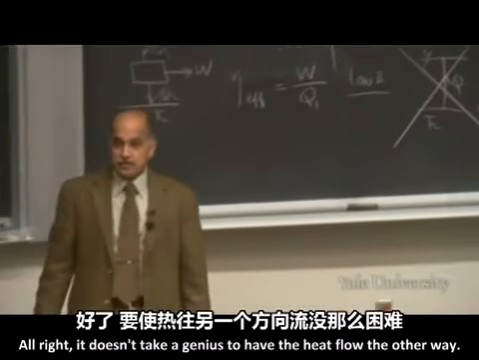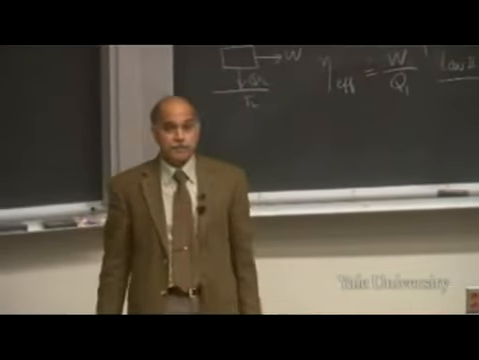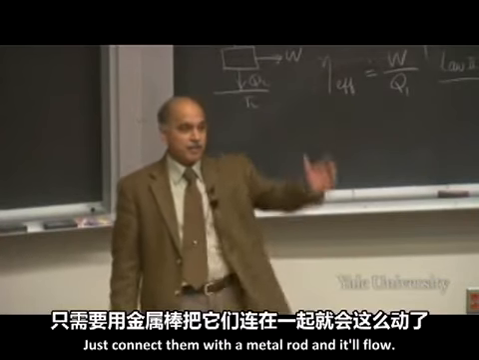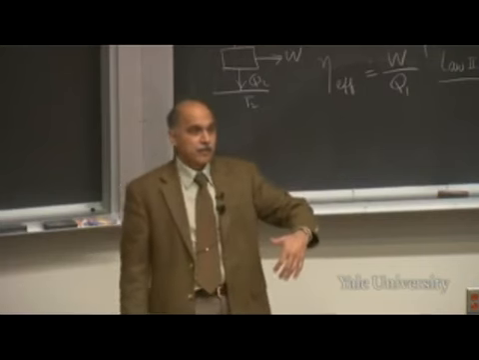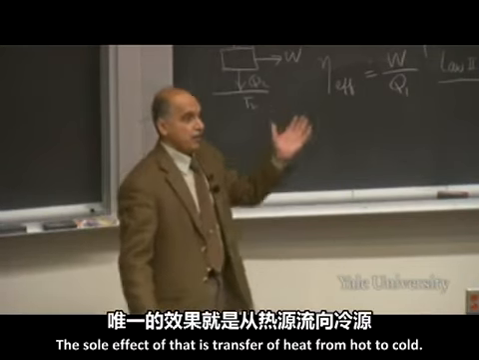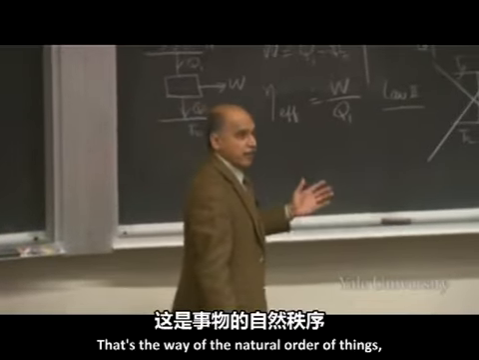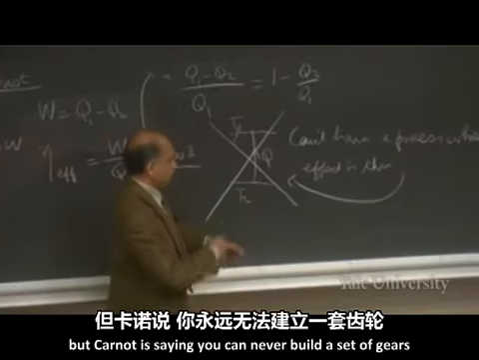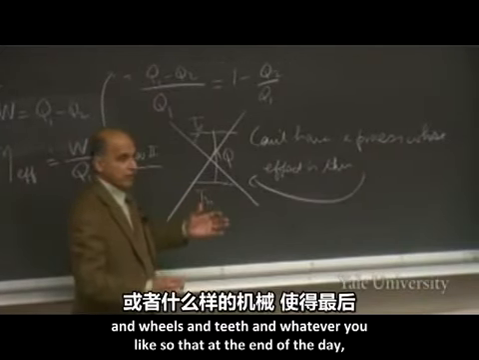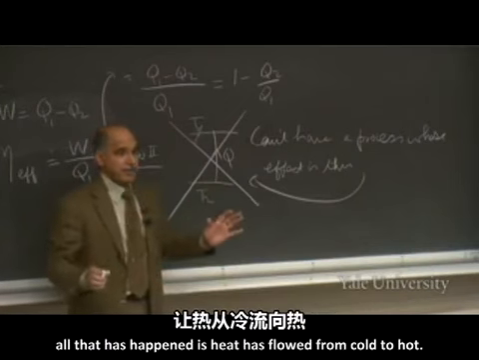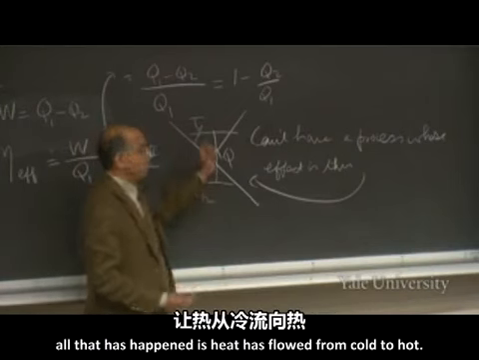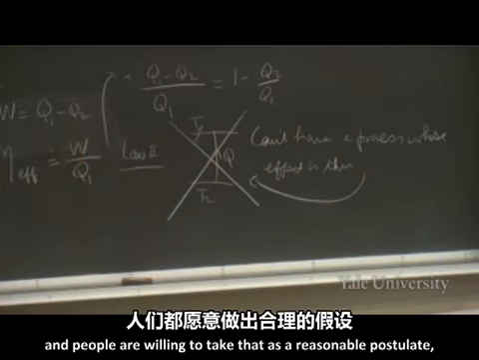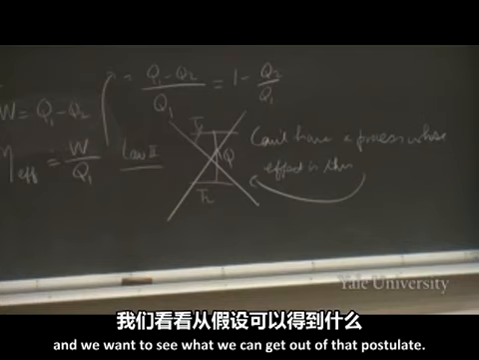Now, it doesn't take a genius to have the heat flow the other way. You understand? If you want heat to flow from hot body to cold body, that's trivial. Just connect them with a metal rod, and the heat will flow. The sole effect of that is transfer of heat from hot to cold. That's the natural order of things. But Carnot is saying you can never build a set of gears and wheels and teeth and whatever you like, so that at the end of the day, all that has happened is heat has flown from cold to hot. That is going to be taken as a postulate, and people are willing to take that as a reasonable postulate. And we want to see what we can get out of that postulate.